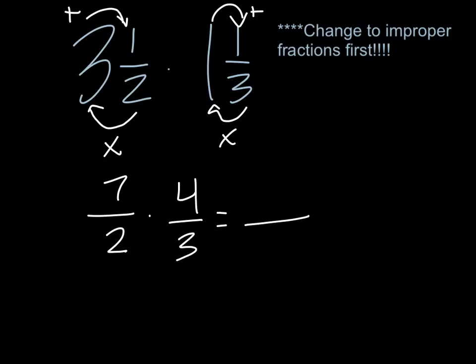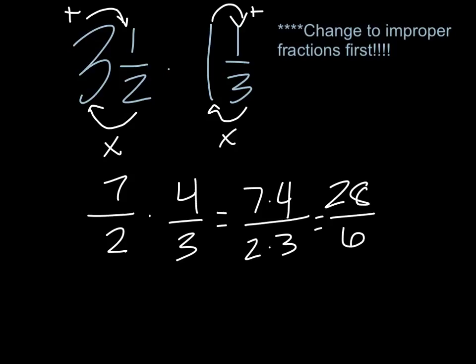And then we just multiply our top numbers, multiply our bottom numbers, and we would get 28/6. And we can simplify that, divide the top and bottom by 2, and get 14/3. And that's our answer.